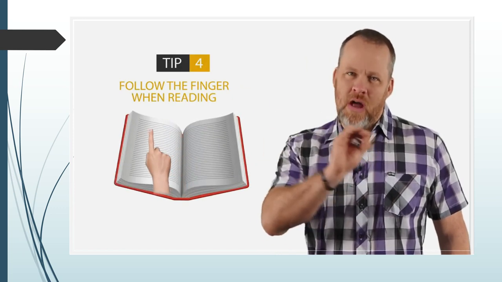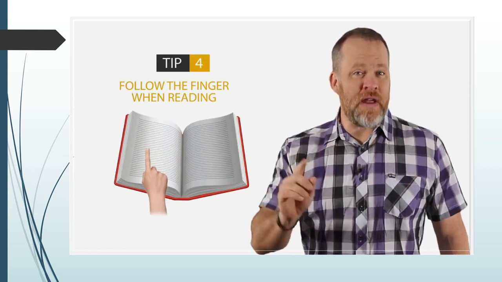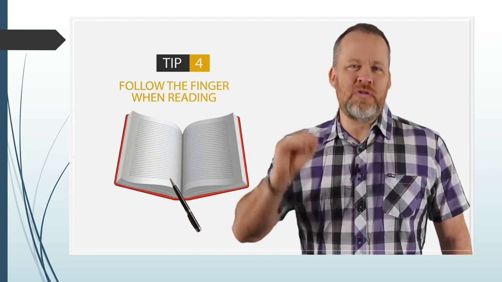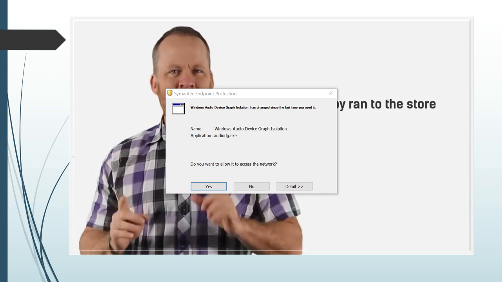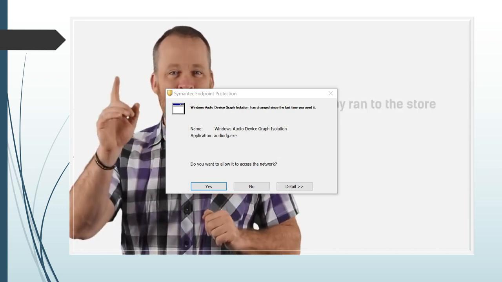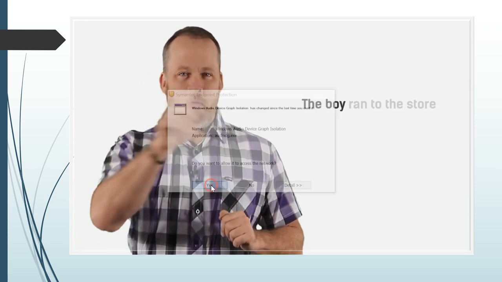This next step of forcing your eye to move across the page by using your finger or a pen is the most important part of speed reading. Whenever you see a sentence that says, "The boy ran to the store," most people will read that sentence this way: the boy, the boy ran, the boy ran to, the boy ran to the, the boy ran to the store.